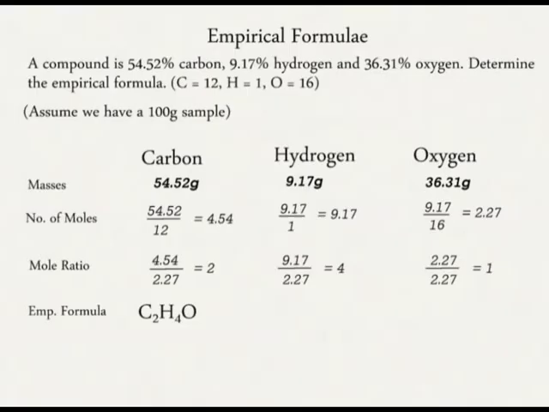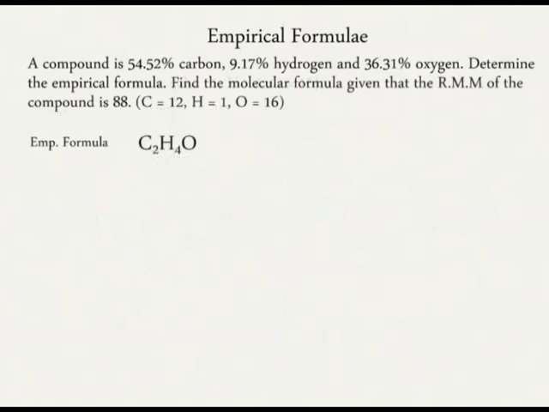Now, what if we were asked to find the molecular formula? We cannot do that unless we are given the relative formula mass of the compound. Assuming we are given the relative molecular mass of the compound as 88, it means the total mass of the constituent atoms in the compound add up to 88 in the corresponding ratios. We are given the relative atomic masses of the elements. So we equate the formula to the molar mass.